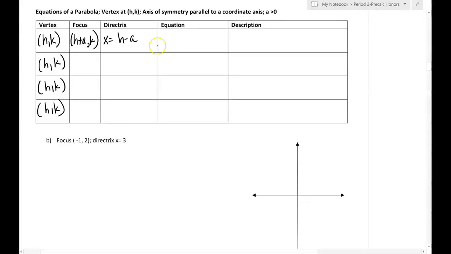Your equation for the parabola is going to be y minus k quantity squared equals 4 times a times the quantity x minus h. Now, because it's y squared, the axis of symmetry, AOS, is parallel to the x-axis, and it opens to the right.